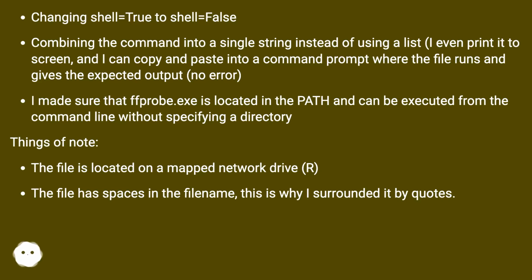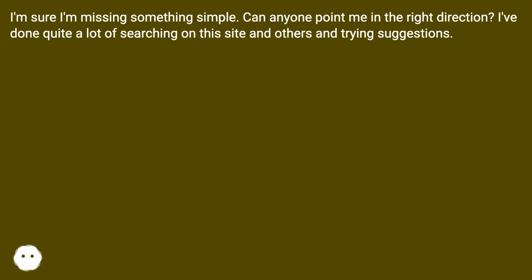The file is located on a mapped network drive R. The file has spaces in the file name, this is why I surrounded it by quotes. I'm sure I'm missing something simple. Can anyone point me in the right direction? I've done quite a lot of searching on this site and others and trying suggestions.